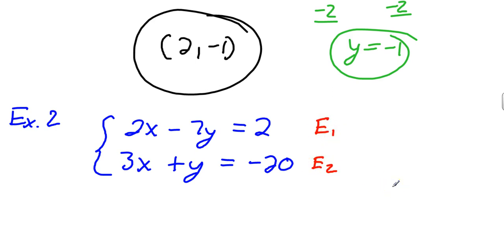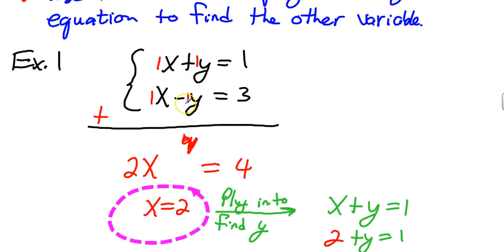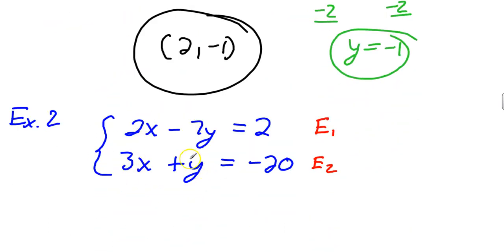Okay, so for this one, 2x minus 7y equals 2. On the bottom, we've got 3x plus y equals negative 20. This one, we don't have the numbers that we need. Going back to the previous problem, we had a positive 1 and a negative 1. We were good there. This one, we've got a 2 and a 3, a negative 7, and a positive 1.